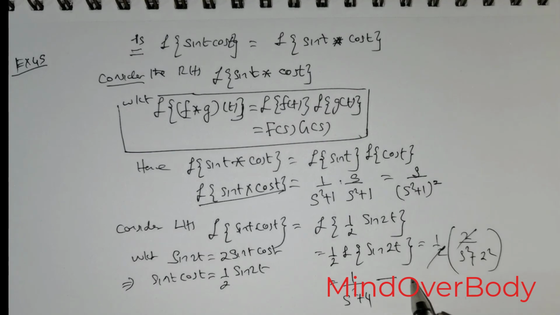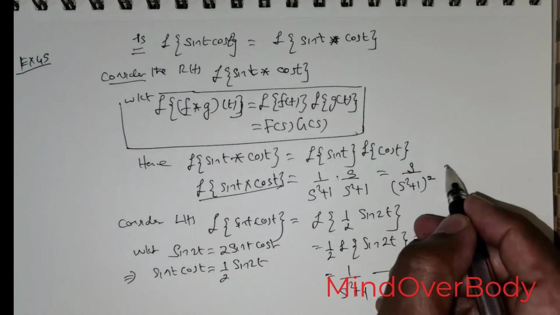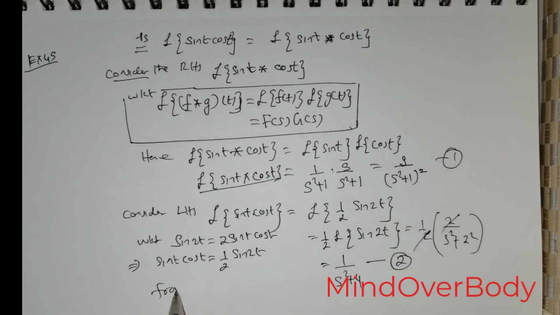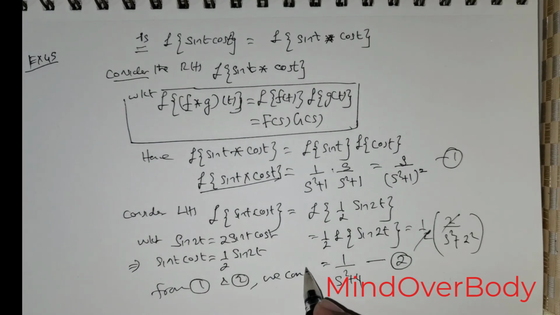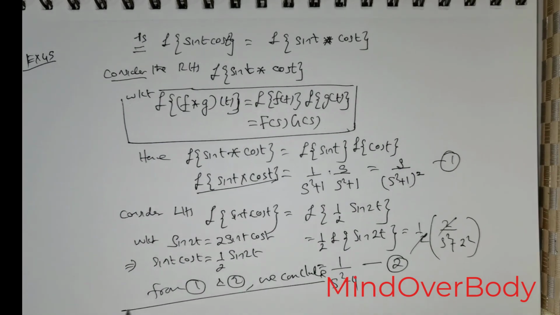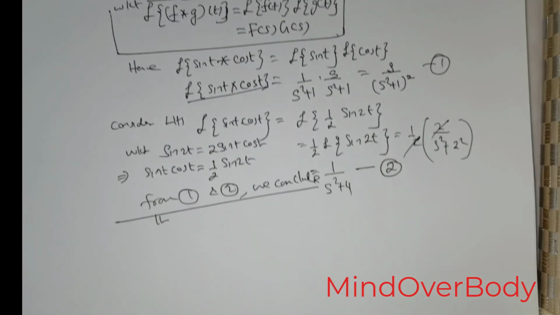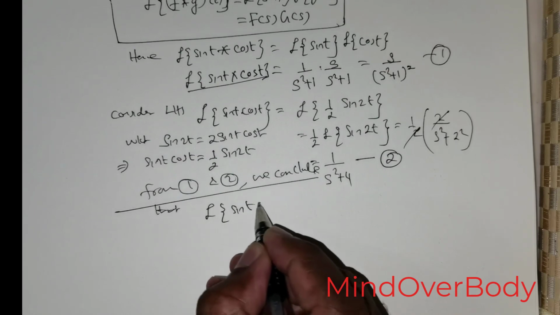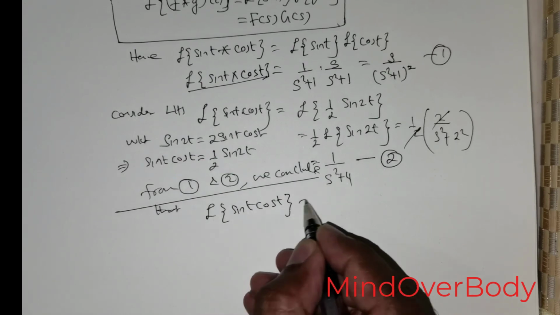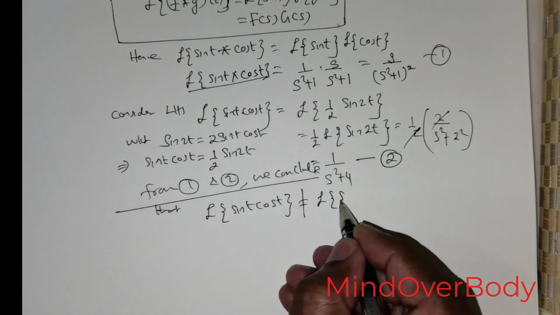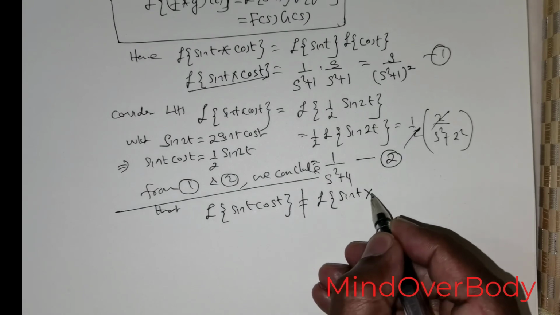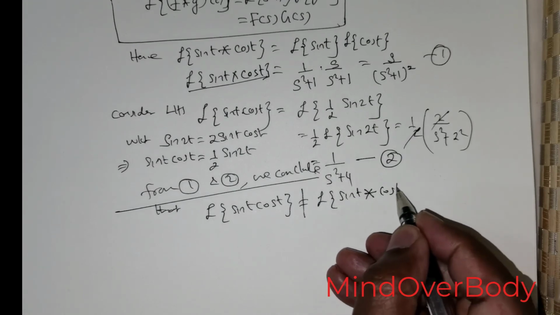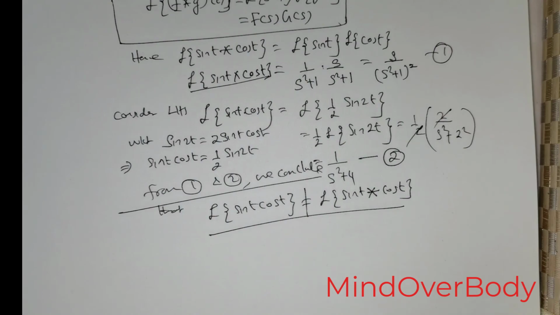So if I take this as 2 and if I take this as 1, from 1 and 2 we conclude that the Laplace transform of sin t times cos t is not equal to the Laplace transform of sin t convoluted with cos t. So this is a nice handy result.